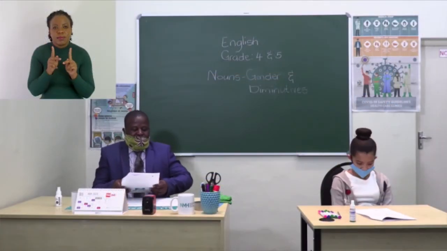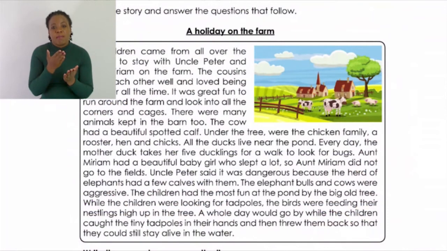Let's turn our books to page 8, activity 5. There, we are having a comprehension. But our comprehension has got a lot to do with today's lesson, where we are talking about diminutives and gender. But I would like to give you another skill for you to be able to understand comprehension passages. What I do is to read the topic first. Our topic is saying a holiday on the farm. A holiday on the farm.